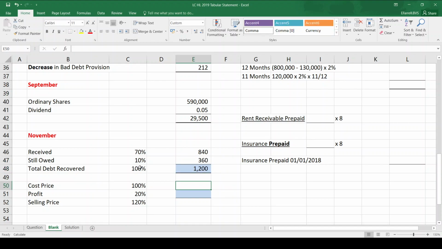Now, because he's paying us, we're going to sell him goods again. And it says that the selling price of these goods was 780,000, which is cost plus 20%. So that the selling price is 120%. So to work out the cost price, we get 780 divided by 120, multiplied by 100. The cost price would have been 650. And the profit on those goods would have been the difference between those, which is €130. So we need to enter these figures into this tabular statement for November.